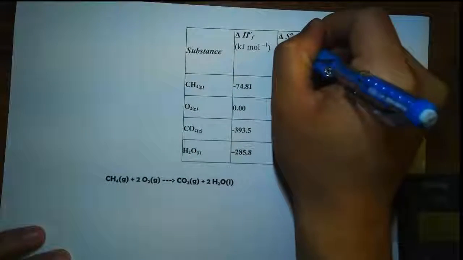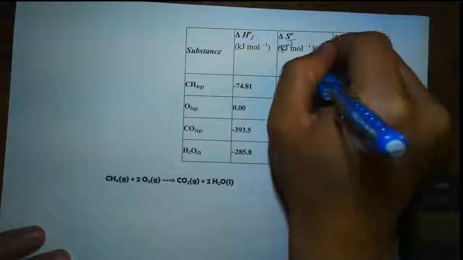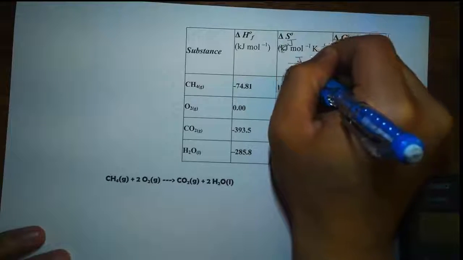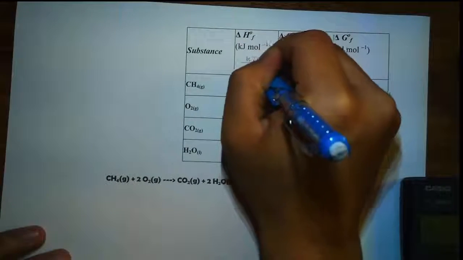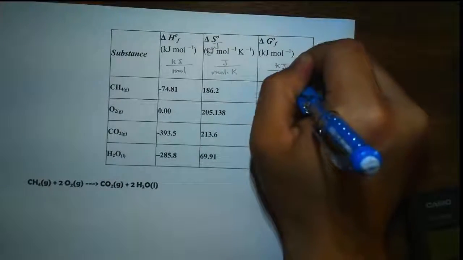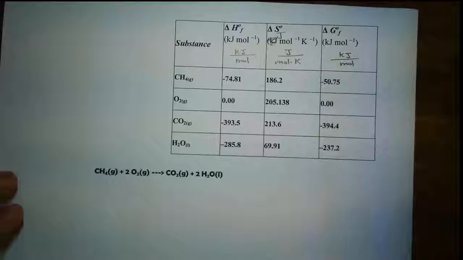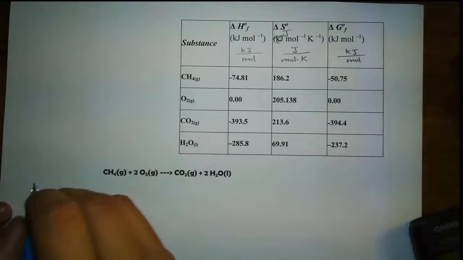That is supposed to be in joules, okay? So this one is joule over mole times Kelvin. Here, of course, we have kilojoule over mole. And here we have kilojoule over mole again for the delta G. So let's look at this problem together. Let's solve for delta H again.